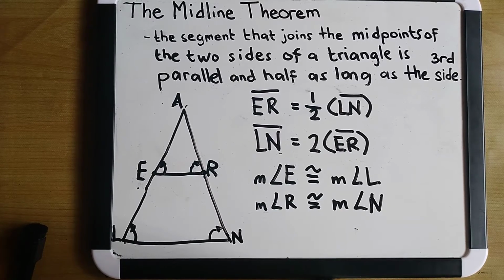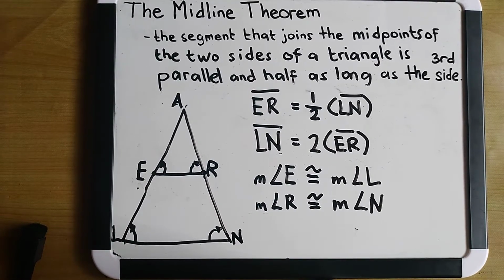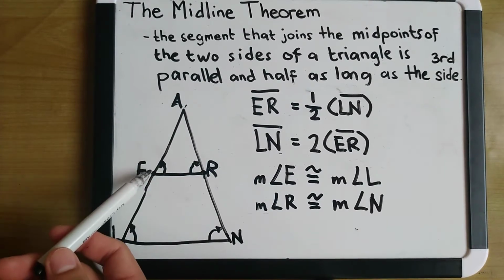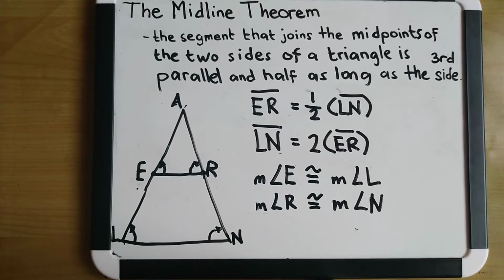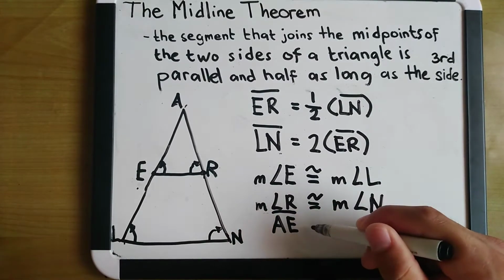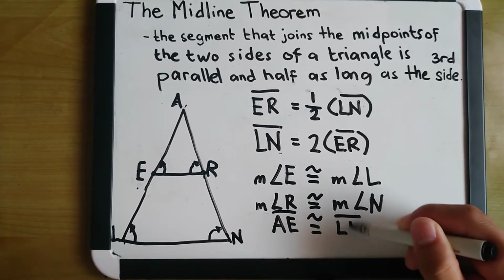But what about the two line segments formed on each of the two sides of the triangle? From the figure, we can see that the midpoint divides a side into two equal line segments. For example, in side LA, we have the line segment LE and the line segment AE. We can say that these two line segments are congruent, so line segment AE is congruent to line segment LE.